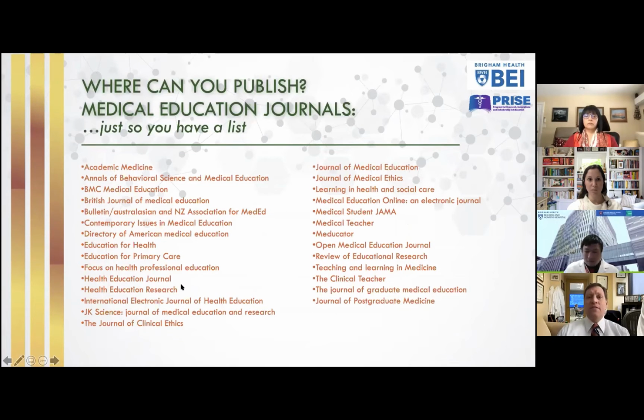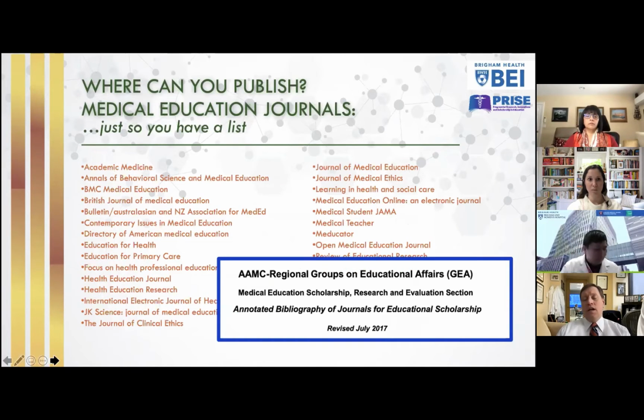And there are many different medical education journals. The point here is not to give you a list to memorize, but rather to share with you a very important resource. The AAMC's Group on Educational Affairs put this together 3 to 4 years ago, this annotated bibliography of journals for education scholarship that a lot of us access regularly when we're thinking about where we could submit, or where we could submit next if we didn't hit the journal we at first had wanted. That is a searchable item on the internet. You can easily Google that and pull that up.